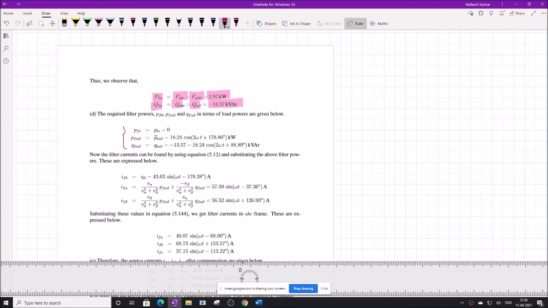Number one, Pf0 must be equal to PL0, Pf alpha beta has to be equal to PL alpha beta tilde, which is nothing but this one by simplifying, and Qf alpha beta is nothing but QL alpha beta, which will just be found equal to this value. These values are substituted for the compensator powers.